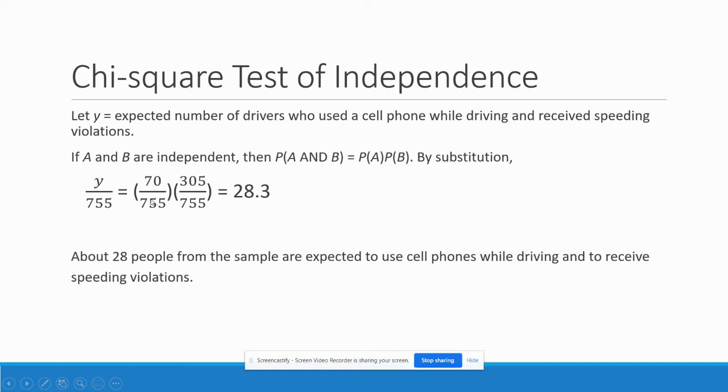So that's what we did. We put 70 divided by 755 times 305 over 755. And if we solve that for y, you get 28.3. So that's the expected number of people who used their cell phone while driving and received a speeding ticket. You do not have to worry about doing this by hand. I just wanted to show you where the math is coming from.